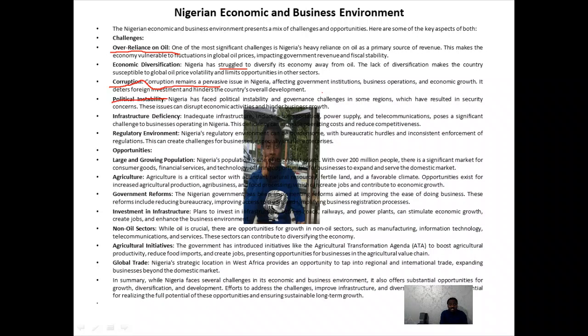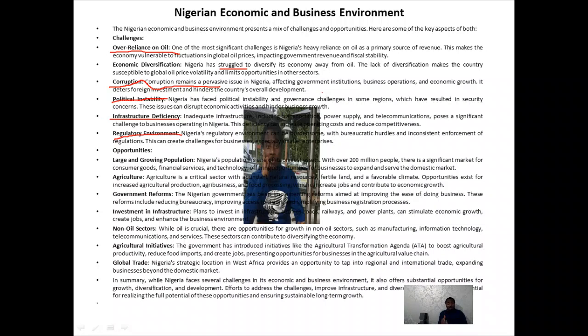You can discuss the infrastructural deficiency that Nigeria is having. You can discuss the regulatory environment. The regulatory environment is having challenges, always up and down and the like. We go back and forth, just like we have with the currency now.